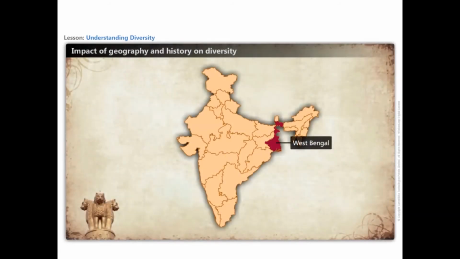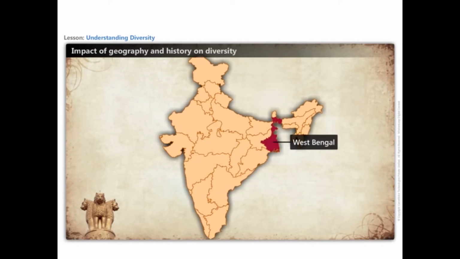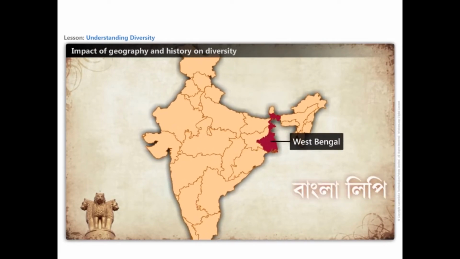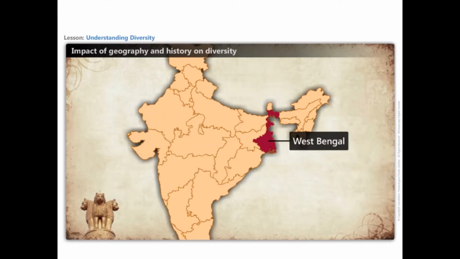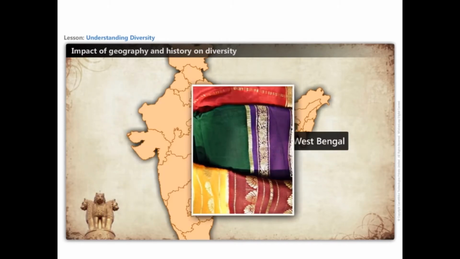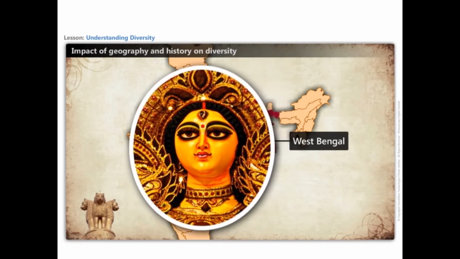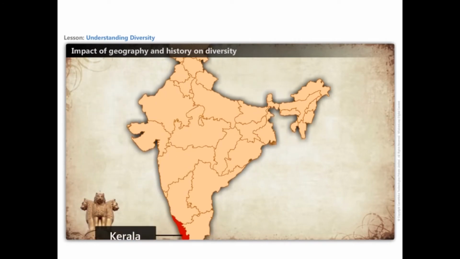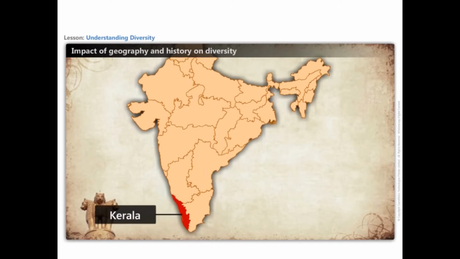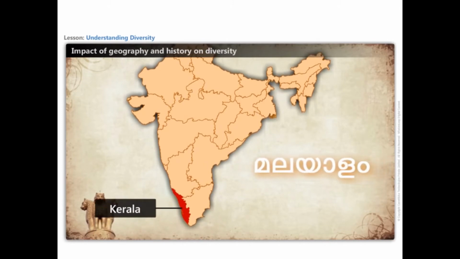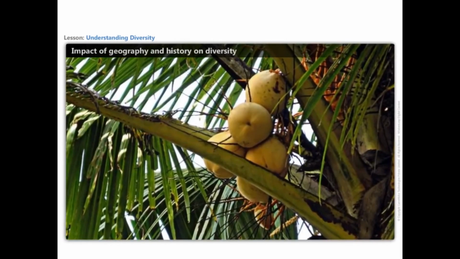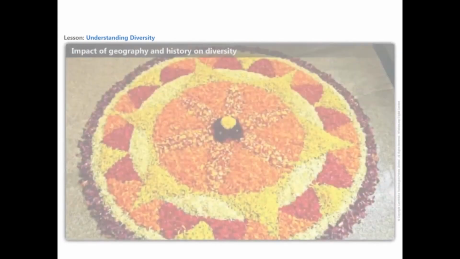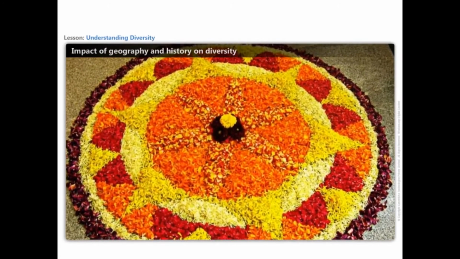Let us now move to West Bengal, a large state in eastern India. Here, people speak Bengali and eat lots of fish. Women wear traditional Bengali saris and Durga Puja is the main festival. Moving to the south, let us look at the state of Kerala. Here, the language is Malayalam. The traditional dress is very unique and coconut is a key ingredient in food. Onam is the main festival.